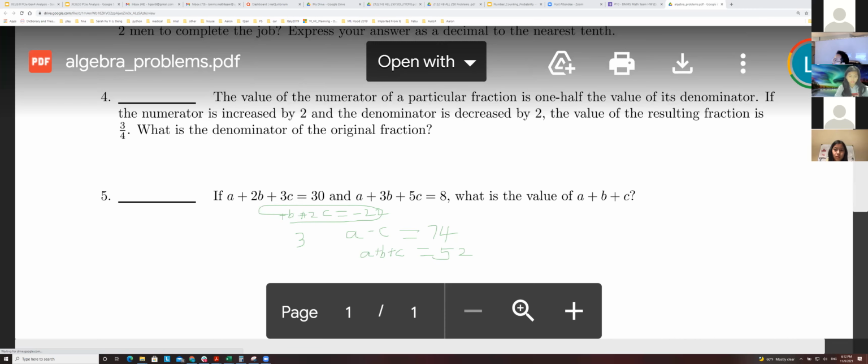Any questions? I think there's also a different way to solve this one. Yeah, I'm sure there is. You want to share yours? Yeah, so what I did was I subtracted the first equation from the second equation, and I got b plus 2c equals negative 22. That's the same as what he gave you.